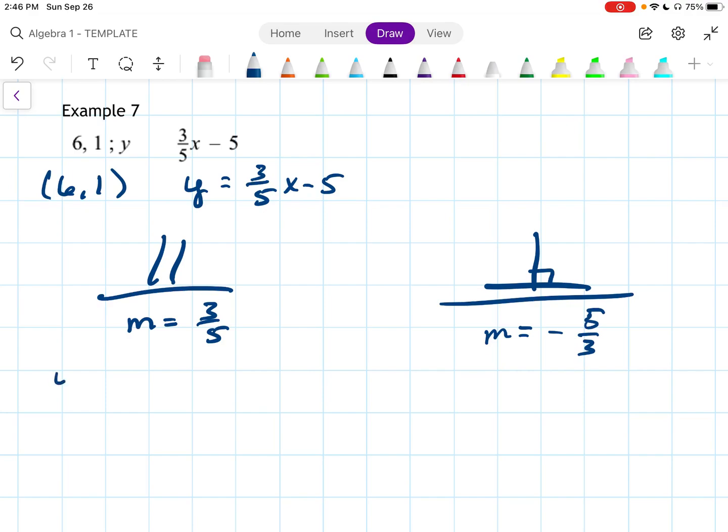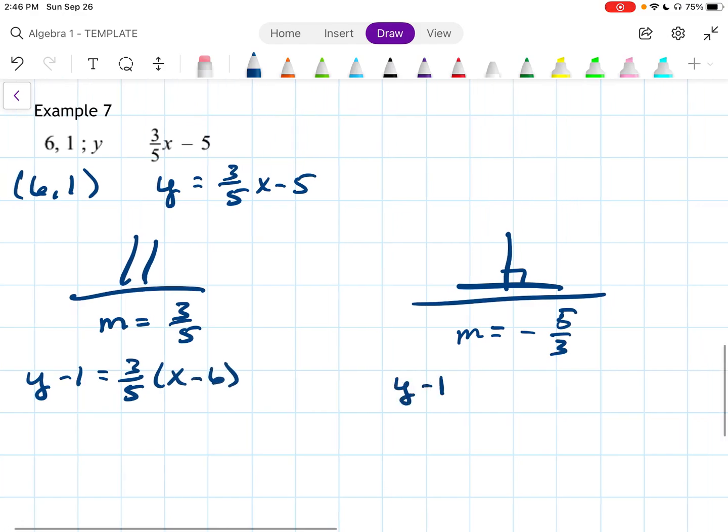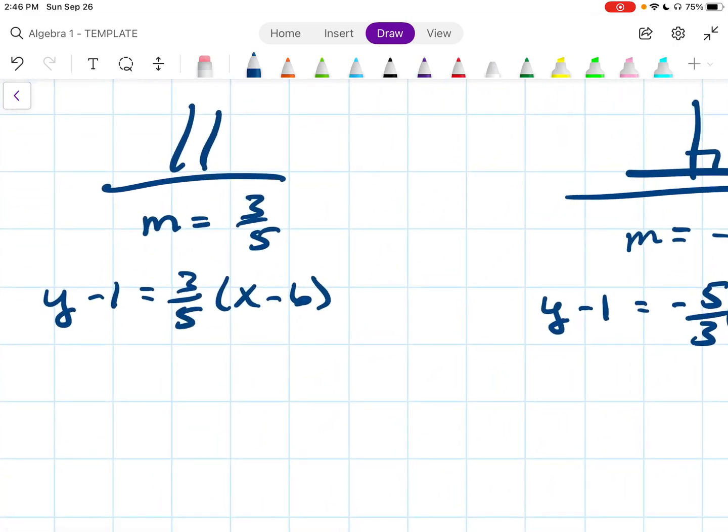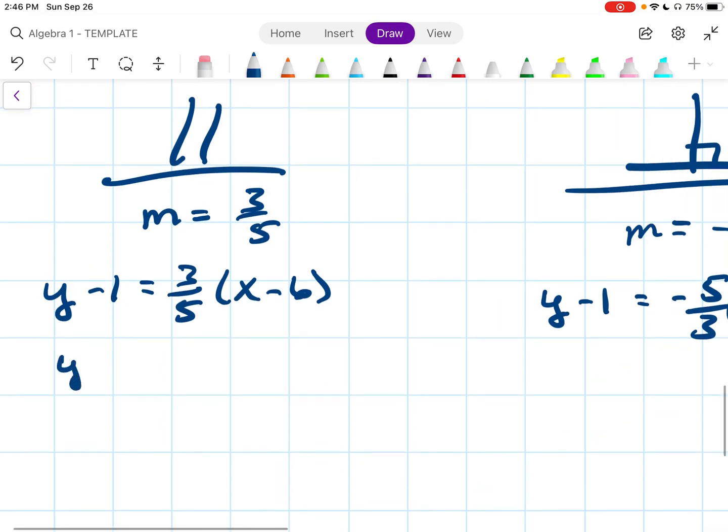So this will be y minus 1 equals 3/5 times x minus 6. And I'll go ahead and do that for the other one. This will be y minus 1 equals negative 5/3 times x minus 6. Looking back at this first one, I'll distribute the 3/5. So I get y minus 1 equals 3x over 5 minus 18/5.